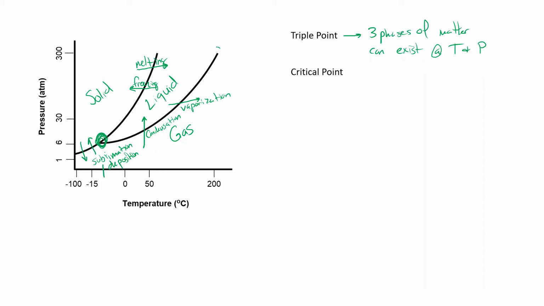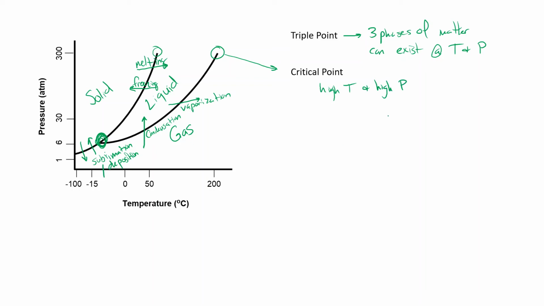You also notice that, of course, the lines stop here. These are the critical points. And the critical point is basically always at very high temperature and high pressure. If you get past this point, if you have higher temperature, the molecules just have too much kinetic energy to interact with each other, but the pressure is so high that they're still being forced together. And so the critical points are at high temperature and high pressure.